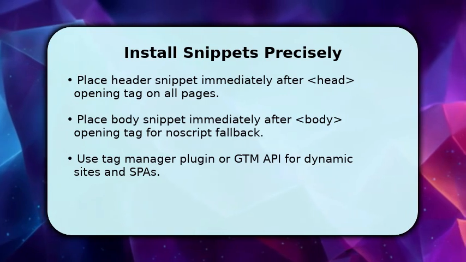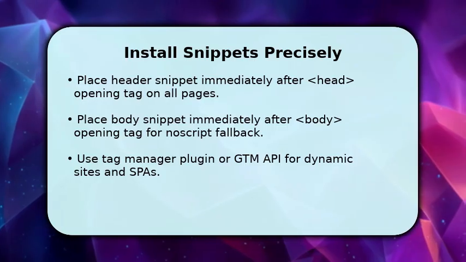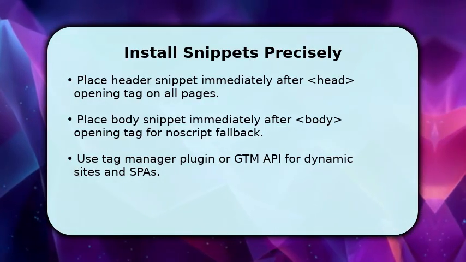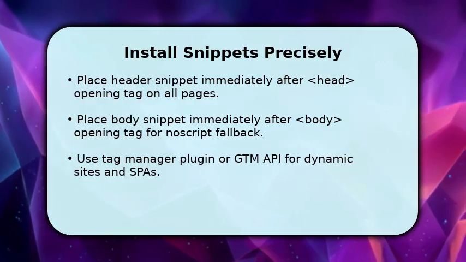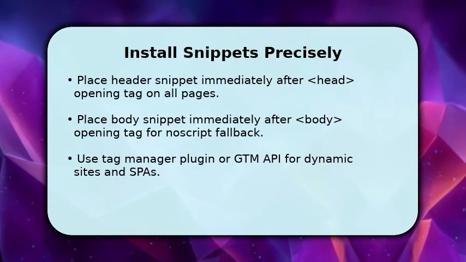Next, implement the snippets exactly where required. The header snippet goes right after the head opening tag, and the body snippet goes after the body opening tag for the noscript fallback. If your site uses a CMS, edit the theme header and body templates or use a trusted plugin to inject snippets.